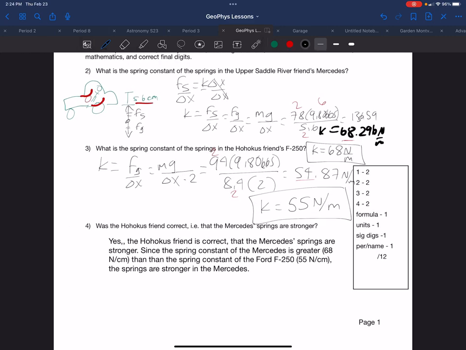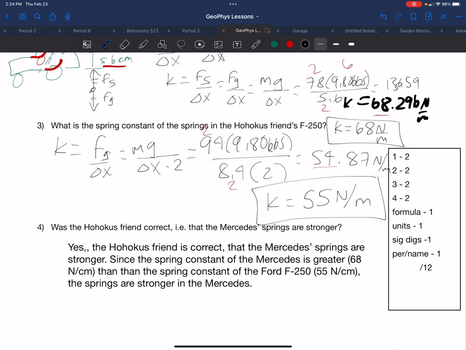Now, lastly, we are asked if the Hooke's friend is correct. The Mercedes springs are stronger. Well, the Mercedes springs are 68 and the Ford F-250 are 55. So yes, the Hooke's friend is correct that the Mercedes springs are stronger. Since the spring constant of the Mercedes is greater, 68 newtons per meter, than the spring constant of the Ford F-250, 55 newtons per meter, the springs are stronger in the Mercedes.